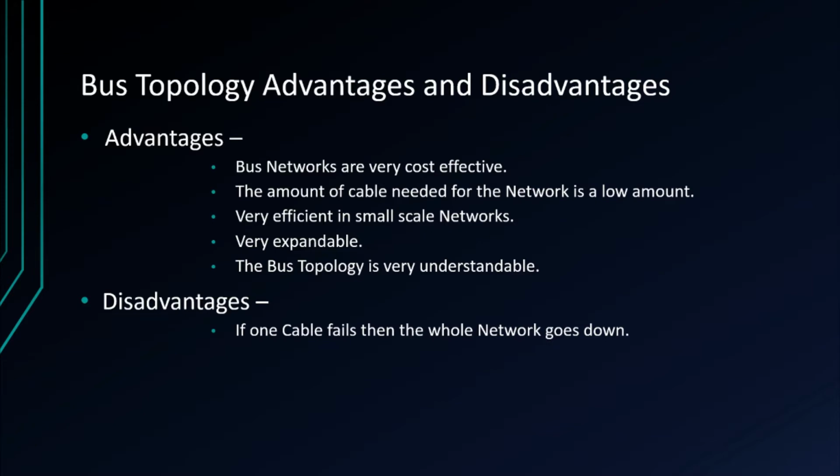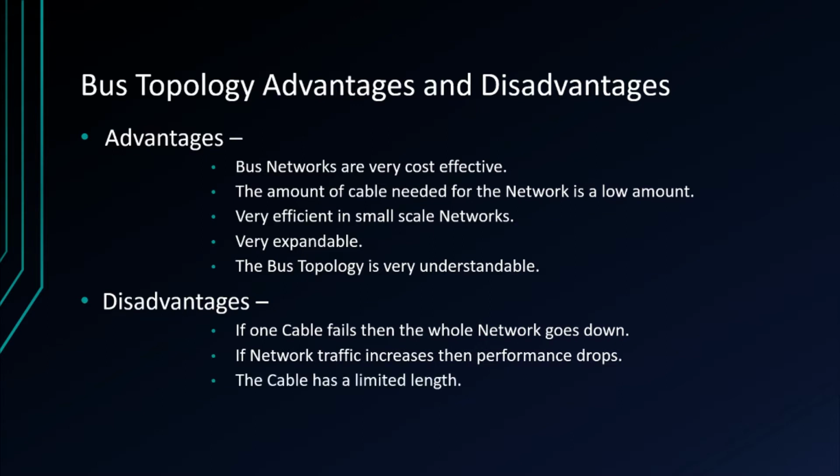So let's talk about some disadvantages. If the cable fails, then the whole network goes down. This can be seen as one of the biggest drawbacks of the bus network. If the network traffic increases, then the performance drops. So the more computers are added to the network, it's expected the slower the network will be. The cable has limited length. After a certain amount, the performance will get so bad it becomes unusable. And overall, it's a slow topology due to there usually being a fair amount of computers on the network.